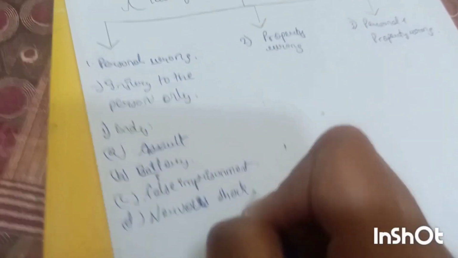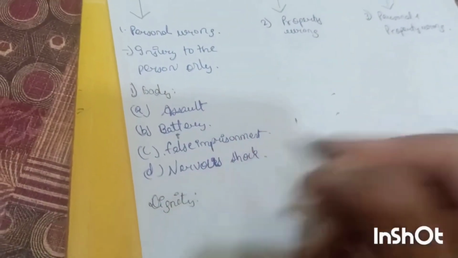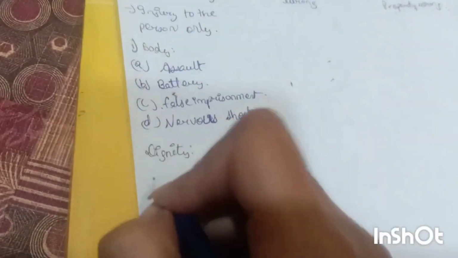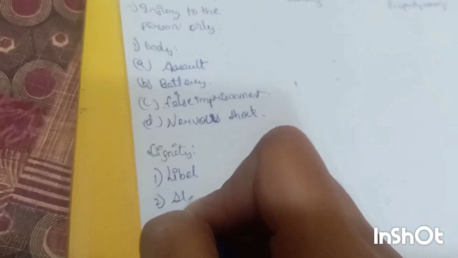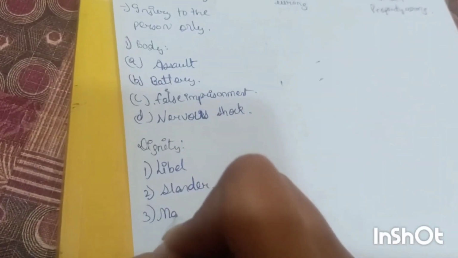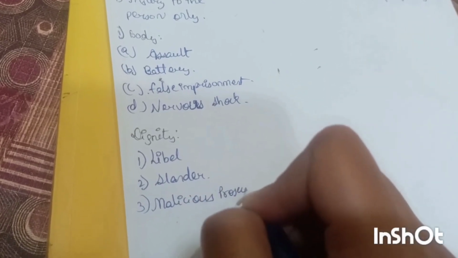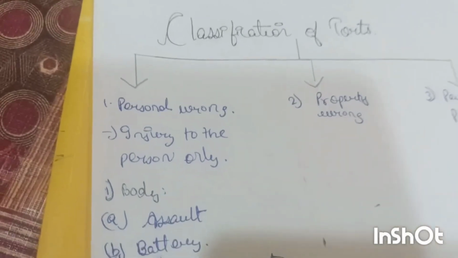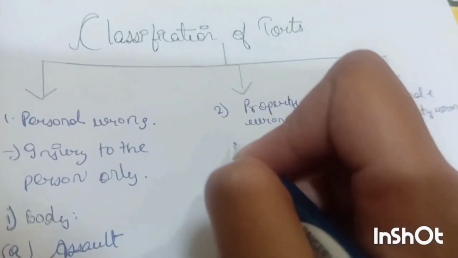Then for dignity: first is libel, second is slander, and third is malicious prosecution. So that is personal wrong.